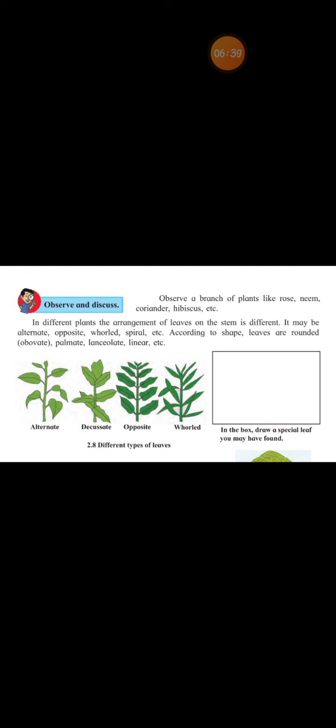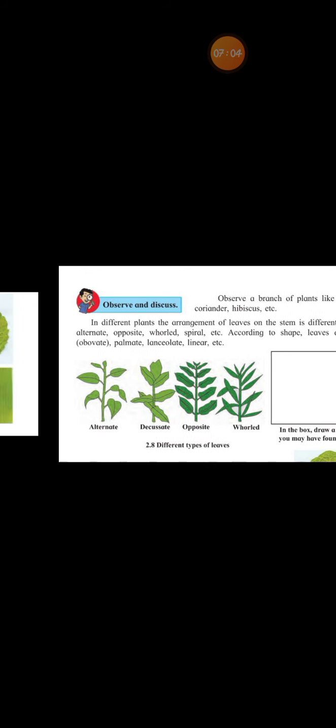Yes. The first one is alternate. Next is decussate. The third is opposite. And the fourth is whorled. Right, children? And according to the shape, the leaves are rounded, palmate, lanceolate, and linear. Fine, children? Yes. Now, you have to take a peepal leaf and a maize leaf and observe them carefully.